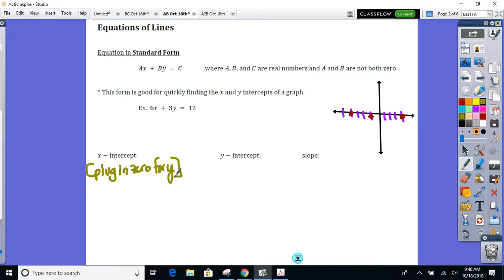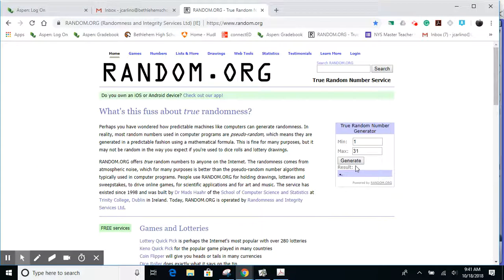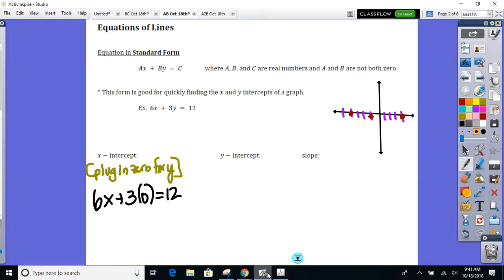So go right ahead. Plug in 0 for y in that top equation to find me the x-intercept. So 6x plus 3 times 0 equals 12. Solve for x. Go right ahead. When you're ready, let me know what the x value is. 2. So the x-intercept is 2. What's that mean? Right here at 2, everyone, take a look. Right here at 2 is where that line's going to cross the x-axis.